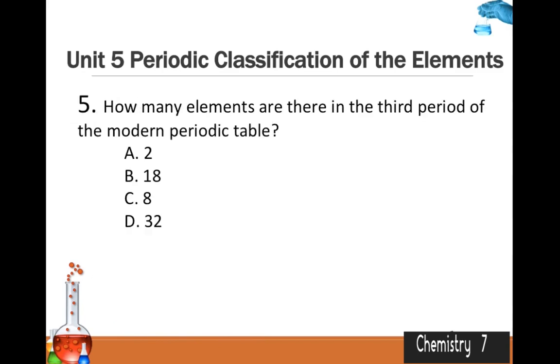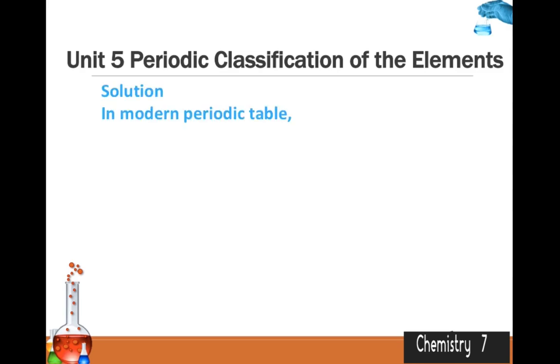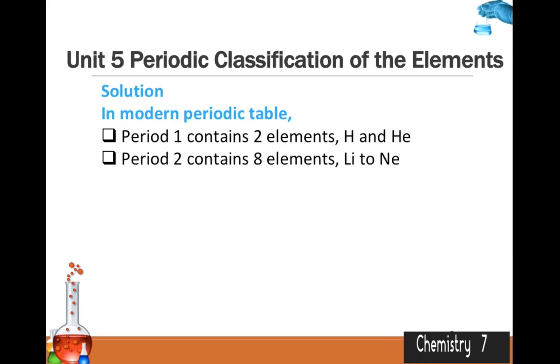How many elements are there in the third period of the modern periodic table? 2, 18, 8, or 32? In the modern periodic table, period 1 contains 2 elements, hydrogen and helium. Period 2 contains 8 elements, from lithium to neon. Period 3 contains 8 elements, from sodium to argon.